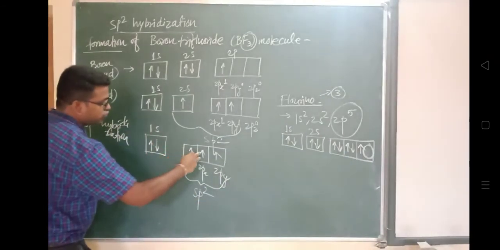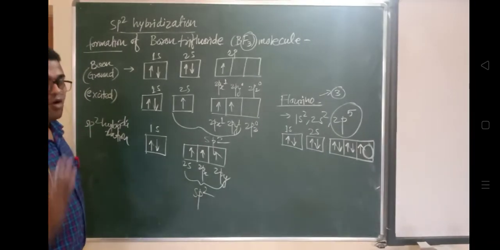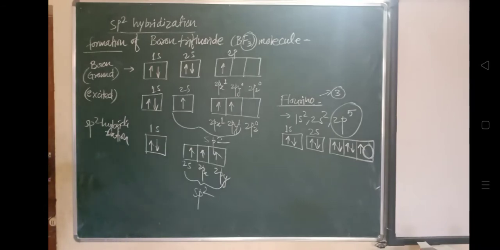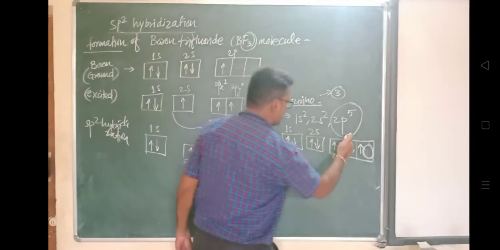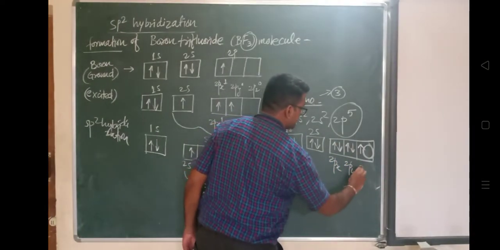So in this way, how will the bond be formed here? The sp2 hybridization in the case of boron will form a bond with the p orbital, with the pz orbital. In this way it will form a sigma bond. This will be the overlapping, and it will form 3 such bonds.